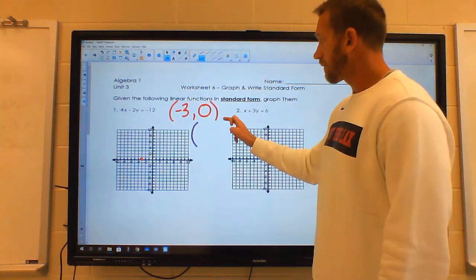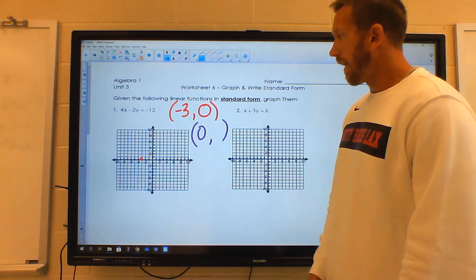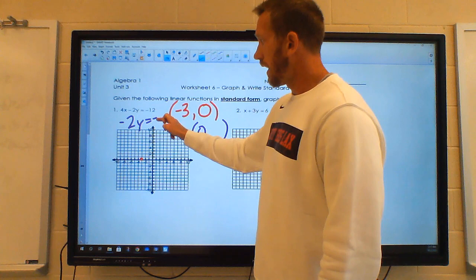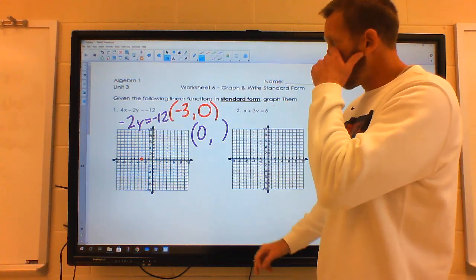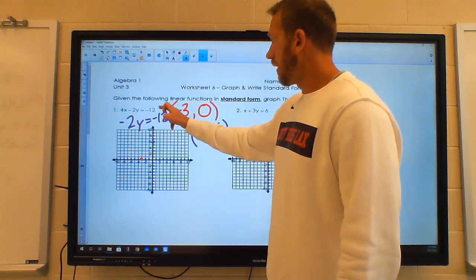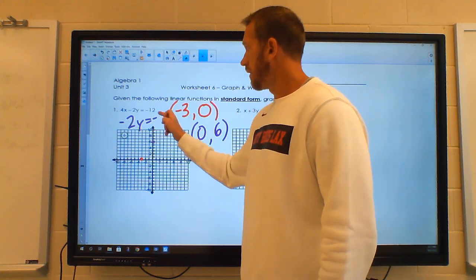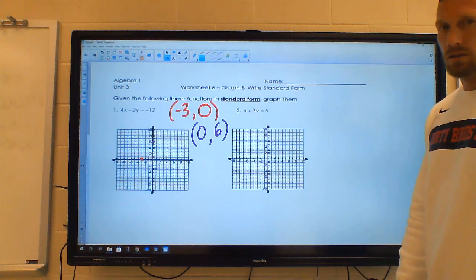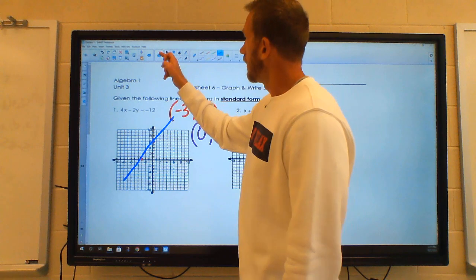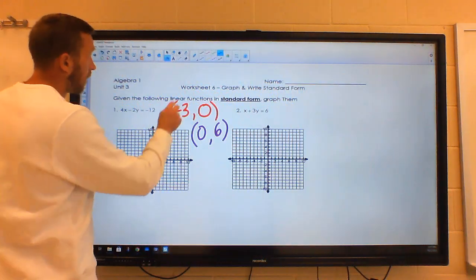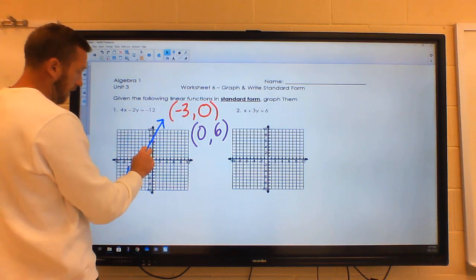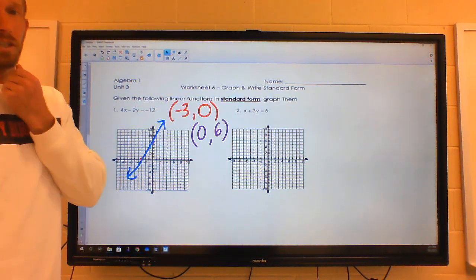Plug 0 in for x. So we've got negative 2y equals negative 12. So y equals 6. So 0 comma 6. So now that we've got both of our intercepts, now we can connect them into a line. That's poorly done, but here we go. That's close enough. Okay, boom. That's how we would graph in standard form.